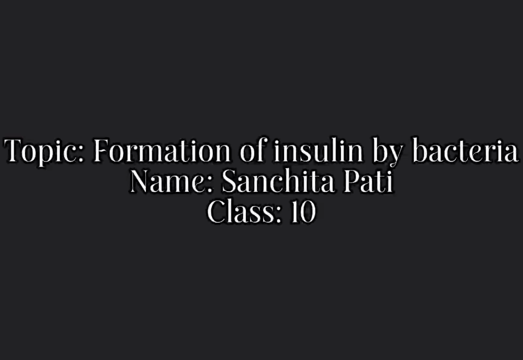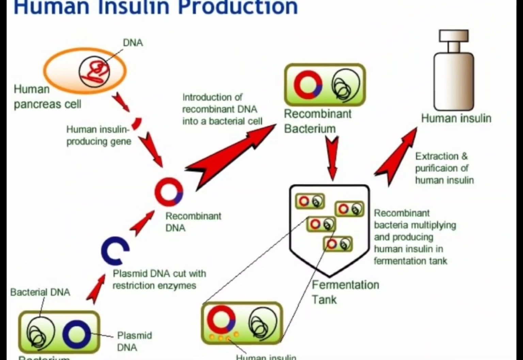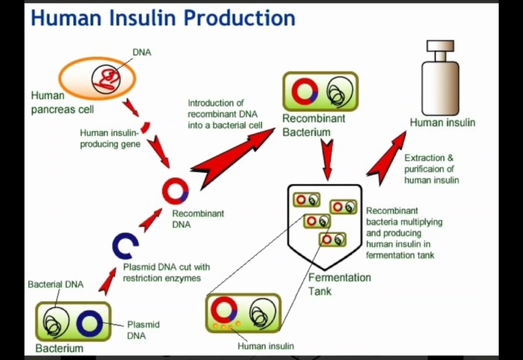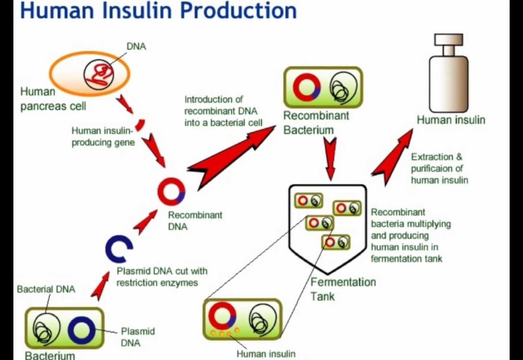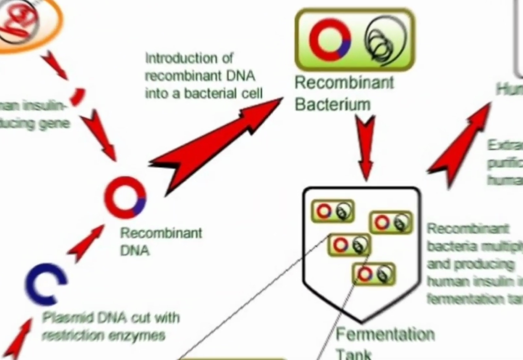Formation of insulin by bacteria. Hello all, I'm Sanchita Pati from 10C and I'll be telling about how human insulin can be produced with gene editing. Genetic engineering helps us in various ways in the modern world. One such use is production of human insulin by a bacteria.